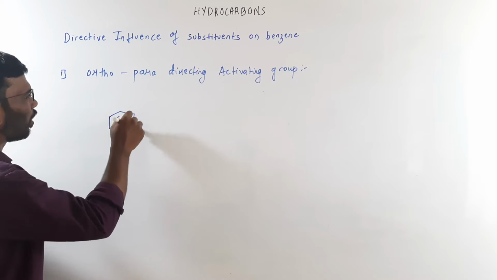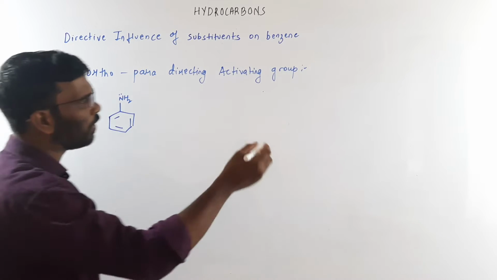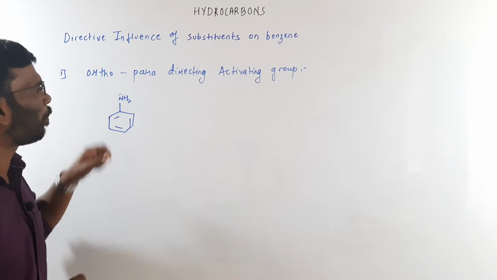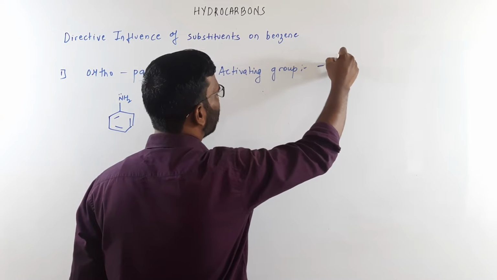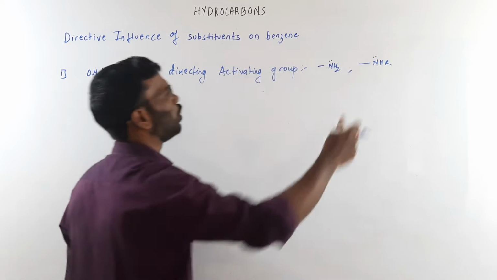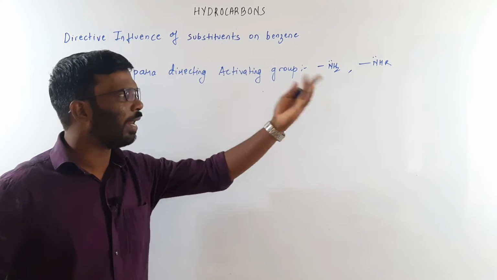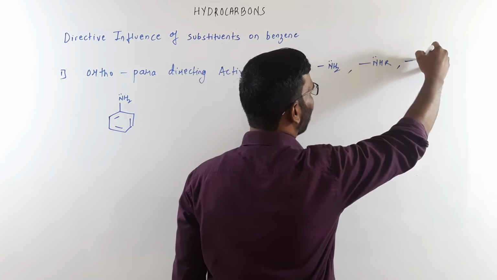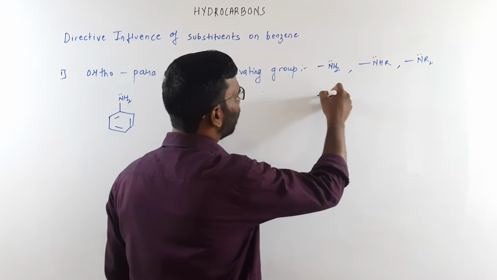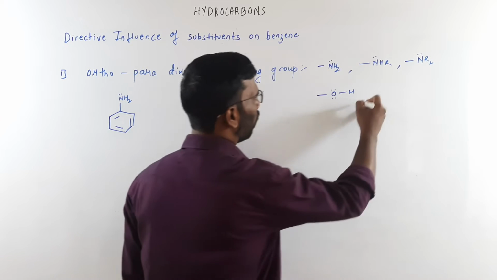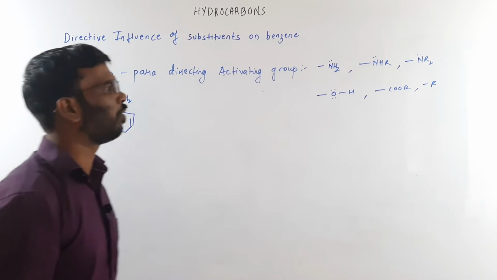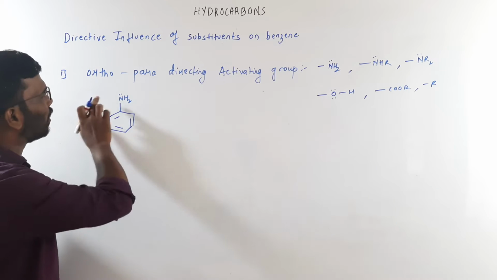I will summarize the groups which will be activating groups, and the incoming electrophile will go to the ortho and the para position. First is the NH2 group. There is a lone pair of electrons. I can further generalize to NHR, where one of the hydrogens is replaced with R, which could be a methyl or ethyl, any type of group. Then this is NR2, where both are alkyl groups present on the nitrogen. It could be this OH group, or it could be an OR group, or it could be just an R group, which shows the plus I inductive effect.